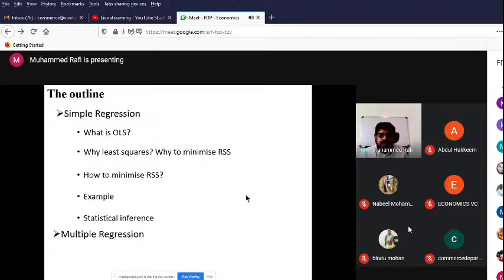Then I'll explain the statistical inference from that particular regression. The same thing will be explained for the multiple regression. I'll also take up an example and show you how we go for the multiple regression, and how we interpret the results.